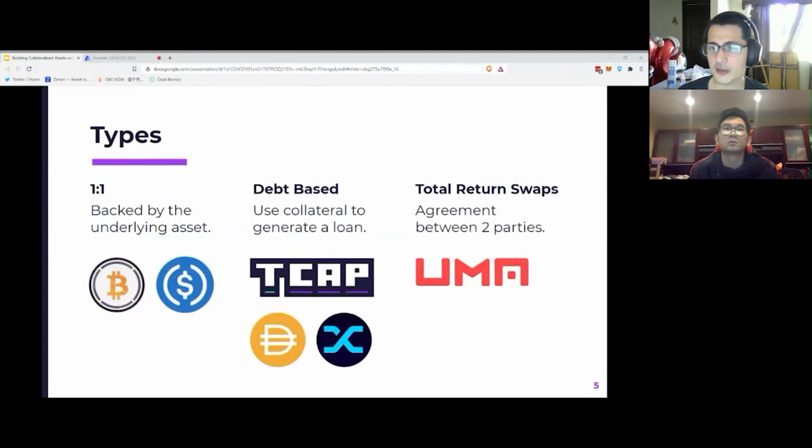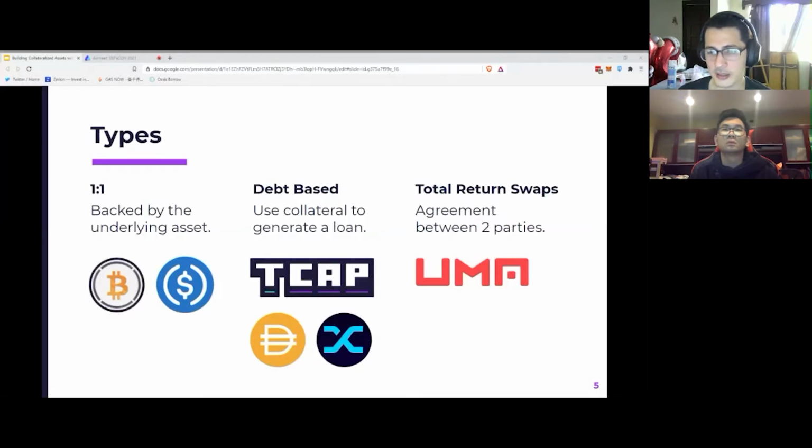And finally, you have total return swaps, and this is a kind of asset that reminds you of the work of a financial instrument called futures. It's that you have an agreement between two parties, like you might use it.